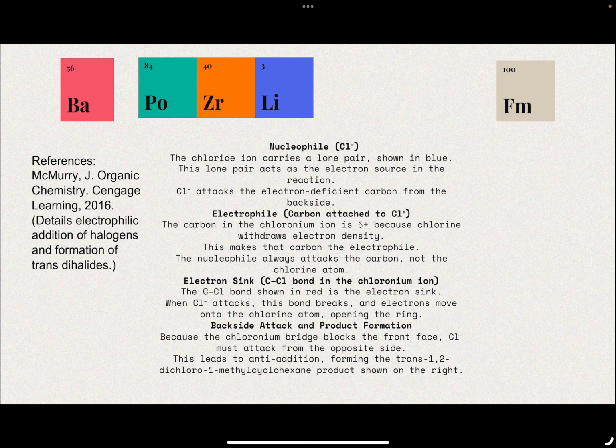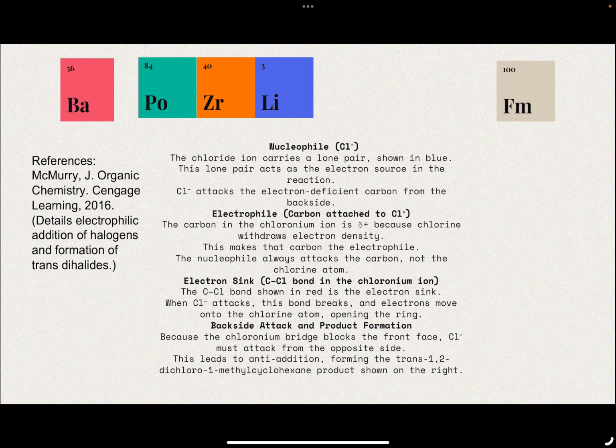The electrophile is the carbon attached to Cl+. The carbon in the chlorinium ion is delta positive because chlorine withdraws electron density. This makes that carbon the electrophile. The nucleophile always attacks the carbon, not the chlorine atom. That's the difference between them.